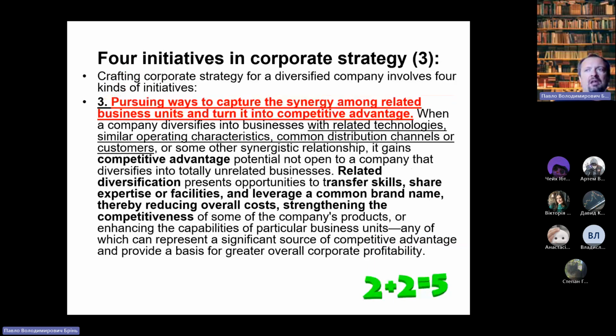Then the third direction of corporate strategy is synergy effect. Synergy effect means, it's not a mistake, I consciously put this picture here: 2 + 2 is equal not to 4 but to 5. It is not possible in mathematics, but it is possible in economics and in management. How is it possible? It is possible when at least two strategical business units have some interrelation or interconnection between each other.